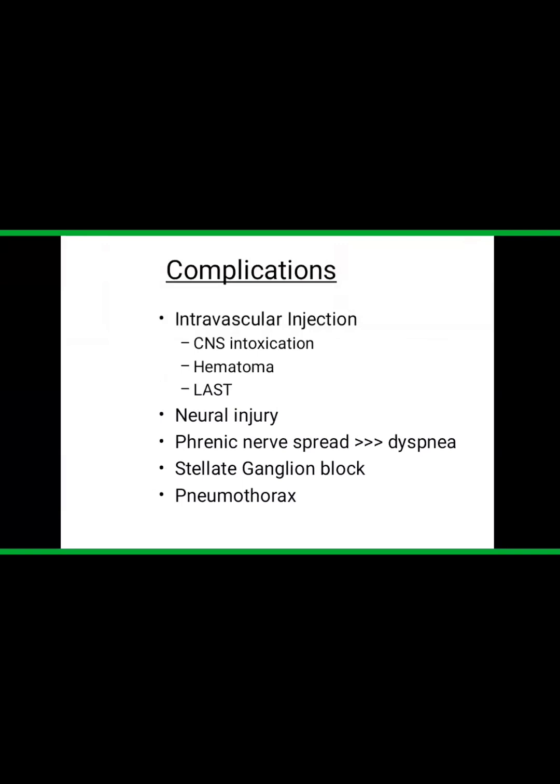Now coming to the complications. These complications are common to all nerve blocks, like intravascular injection and neural injury, but specific to this block are phrenic nerve spread that can cause dyspnea. It can cause stellate ganglion block, it can cause pneumothorax, and it can cause Horner syndrome as well, in case of spread to the cervical sympathetics.